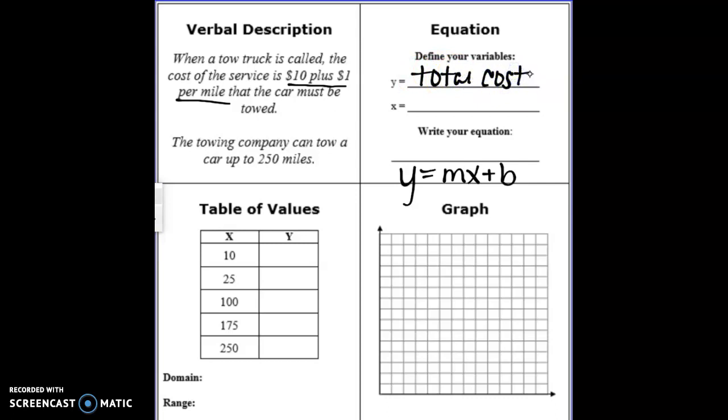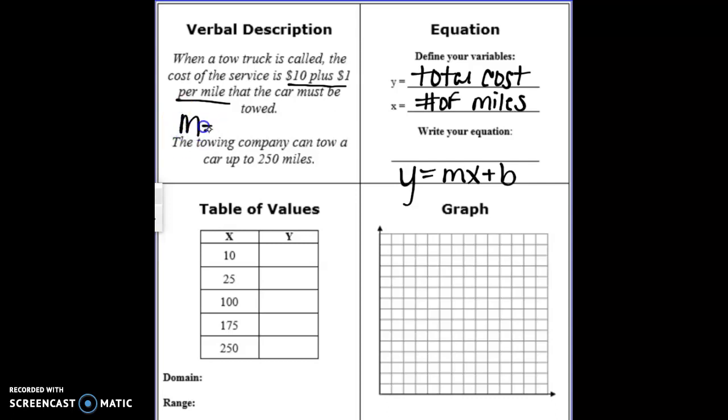My X value is going to be the number of miles or the mileage. Because when I plug in my equation and I plug in my variables, I'm finding out what my total cost is, and the variable that affects my total cost is the number of miles, which is why total cost is my Y value and number of miles is my X value.